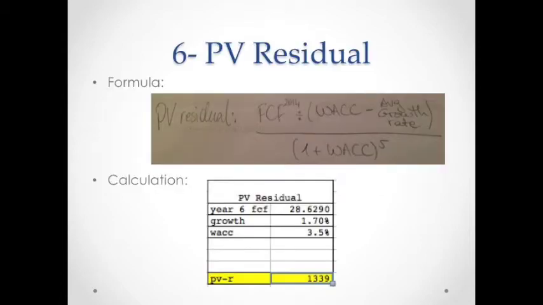For the PV residuals, I divided two things. First, in the first line, you can see it on the screen. First, I subtracted from the WACC the growth rate, the average growth rate, and then I divided the free cash flow of the first year by the number I got from the subtraction calculation. And then I divided all of that by 1 plus the WACC, to the power of the number of years we're calculating, so 5 years. And I got 1,339 billion. And this number is logical because usually the PV residual should be higher than the valuation, than the net present value we get.